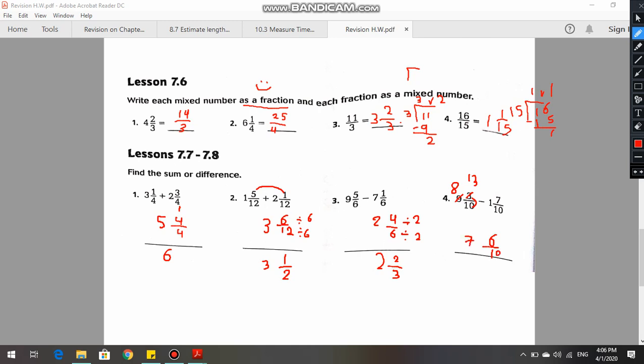Can I simplify it? Yes. 6 and 10, both of them are in table 2. So I will divide 2, divide 2. 6 divided by 2 equals 3. 10 divided by 2 equals 5 and whole number as it is.